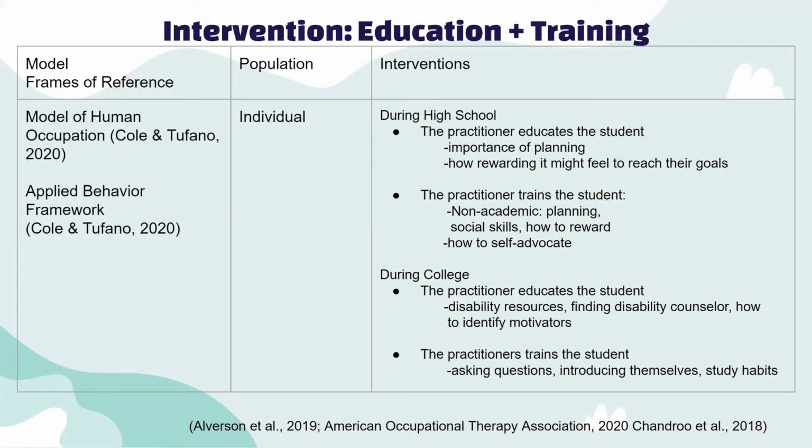And then once they go to college, the practitioner can educate the student about finding different resources, finding a disability counselor who might be at the school, and how to find things that motivate them. And lastly, the practitioner can also train the students in asking questions, especially in a big setting like a college, introducing themselves to new students or teachers, and also learning new study habits that will help them in college.